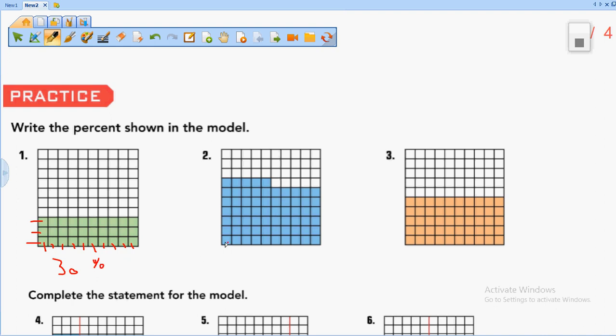Here again count 10, 20, 30, 40, 50, 60, 61, 2, 3, 4, 5. So here you have 65%.